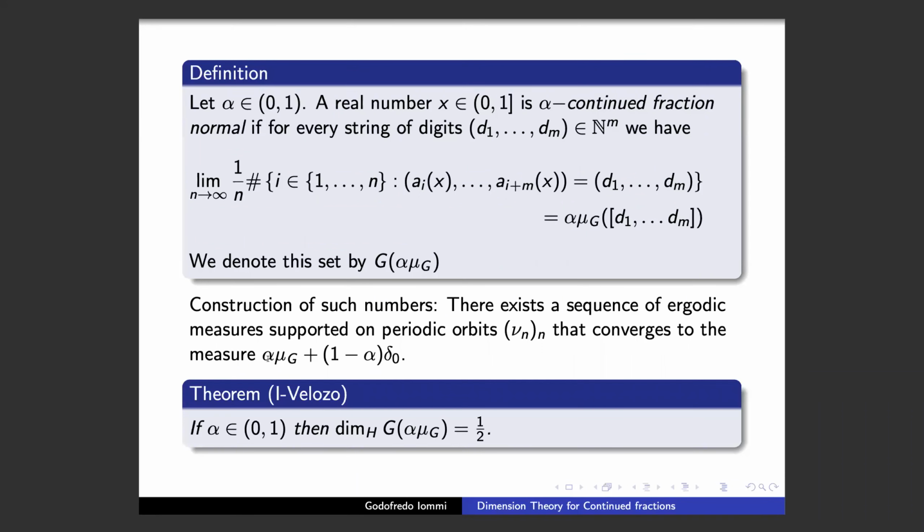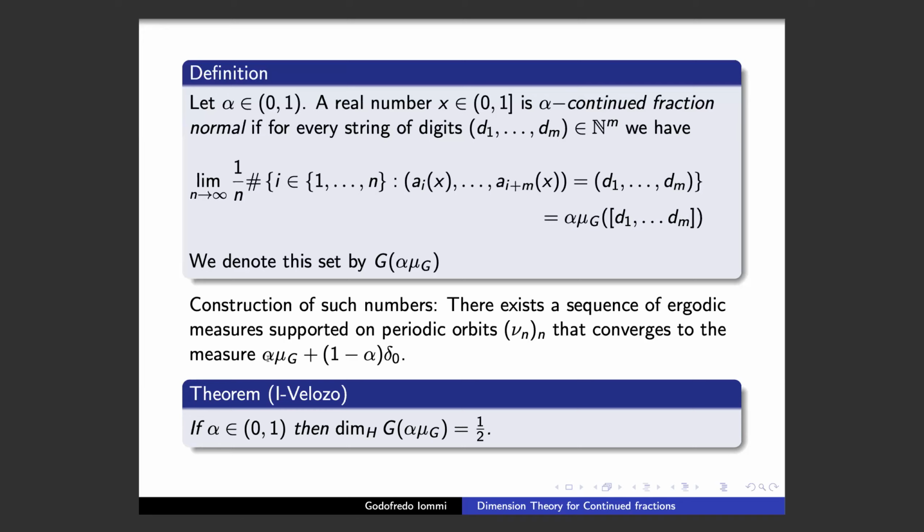At the time, we didn't want to construct just one point. And this is still work in progress, but this is essentially done together with Aníbal Veloso. We proved that for every alpha in between 0 and 1, the Hausdorff dimension of this set of alpha continued fraction normal points is actually 1/2. I'm not going to prove this, but I will show several results that might allow you to believe me that the result might be true.